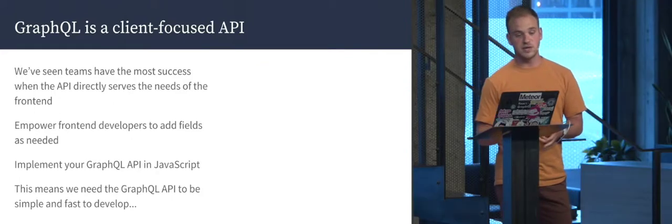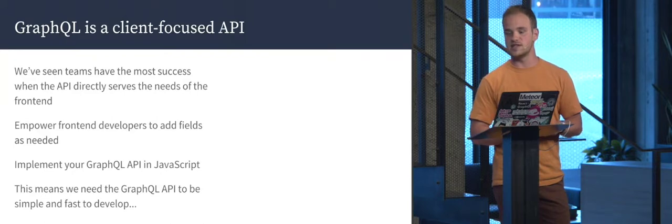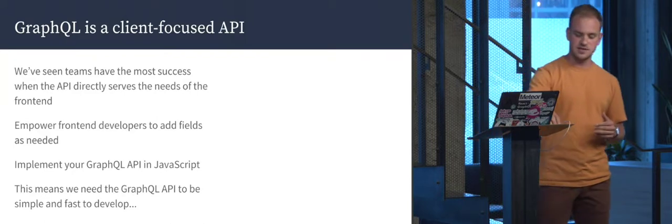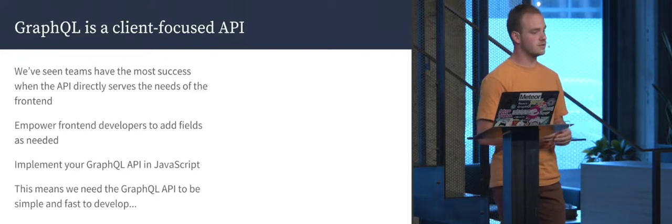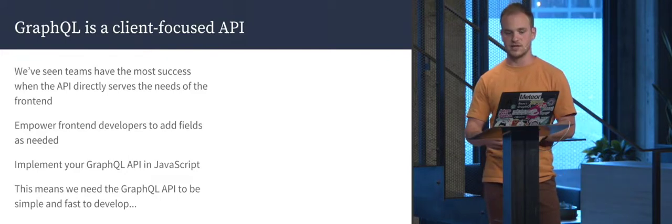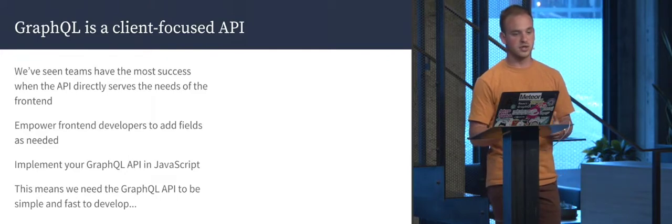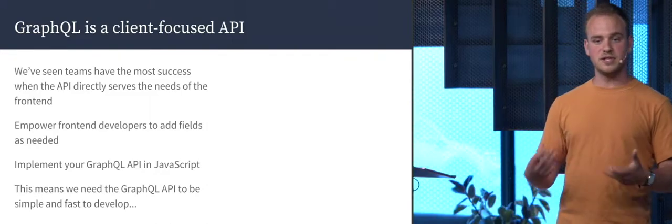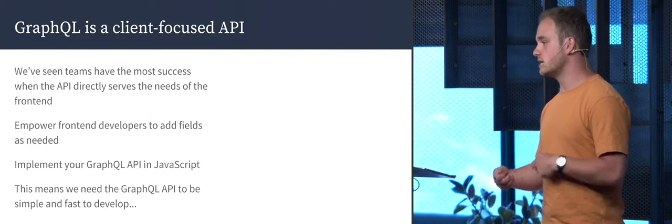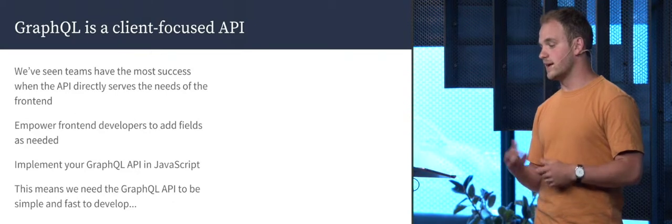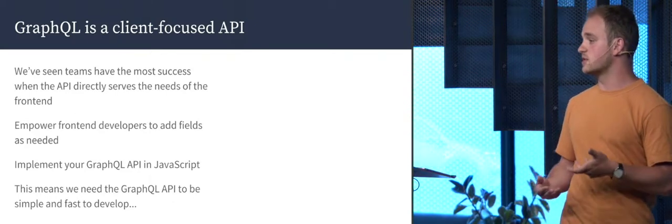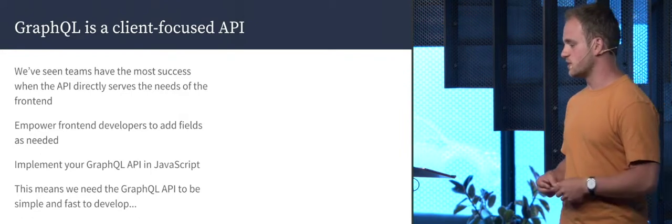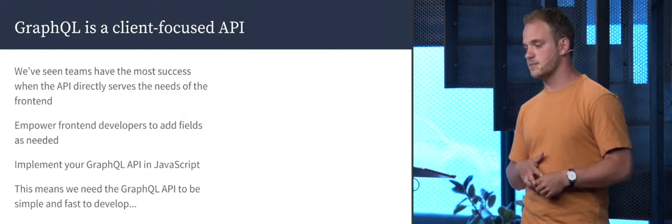And one really easy way to do that, and one that we've seen really succeed, is to execute a bit of a shift and put that API more under the control of those front-end developers that are actually requiring that data. So you might want to empower people who are building those UIs to add the fields that they need as they go. And that might inform the idea that you might want to implement your GraphQL API in JavaScript or some other language that's more accessible to those front-end types of developers.